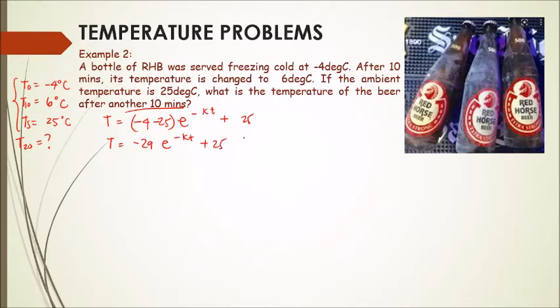This is actually our equation of temperature at any given time. Now, let us use this to find K first because we cannot proceed with T20 without the value of K. So, find K.